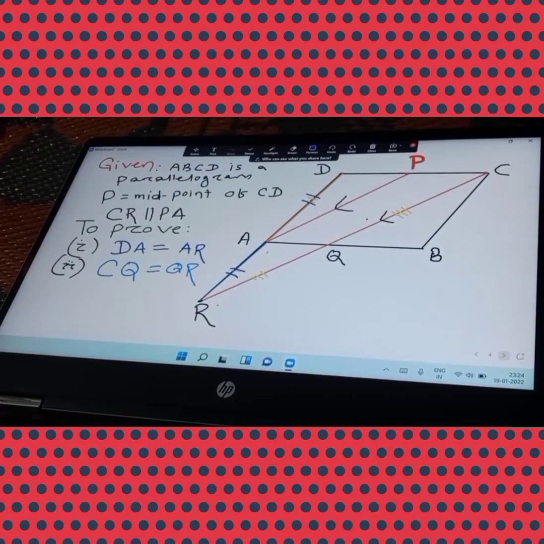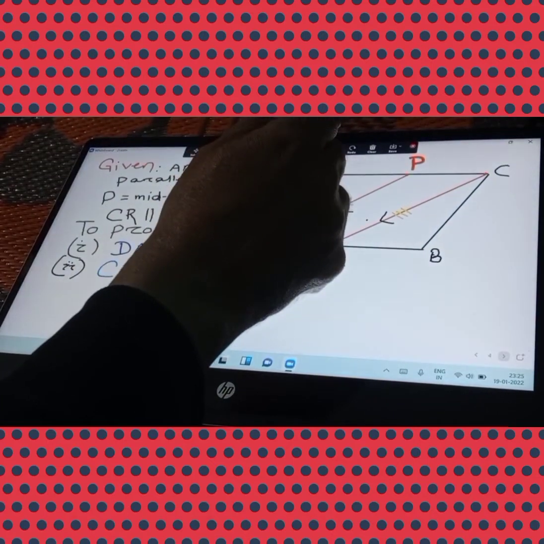You see in front of you ABCD is a parallelogram. And P is the midpoint of the side CD of the parallelogram ABCD. And CR is drawn through the point C, which intersects the side AB of the parallelogram ABCD at the point Q, and DA produced at the point R. Understand? And we have to prove that DA is equal to AR.